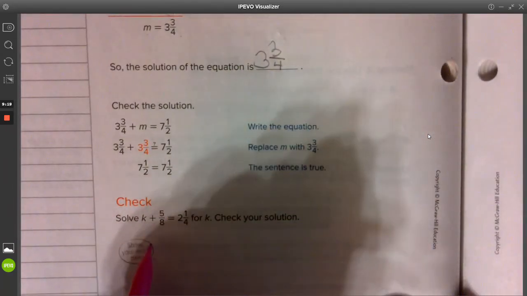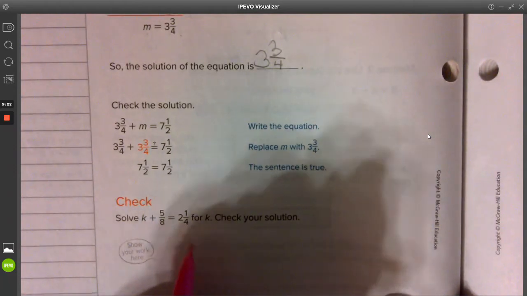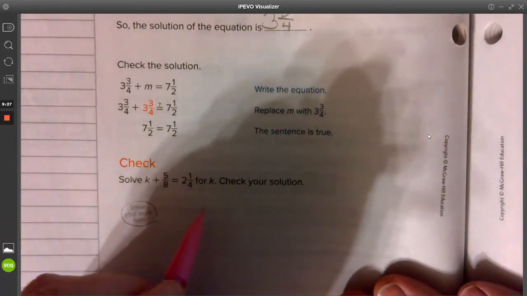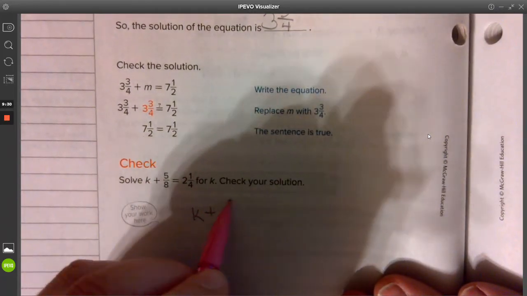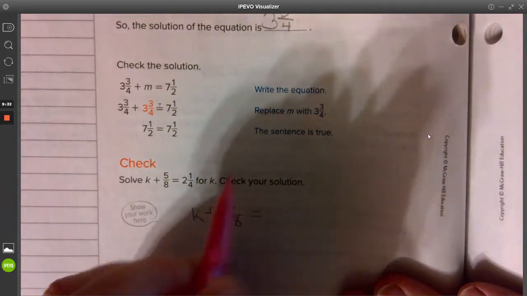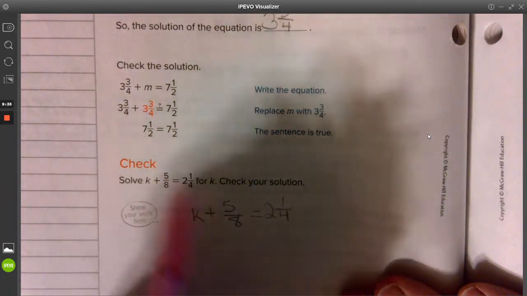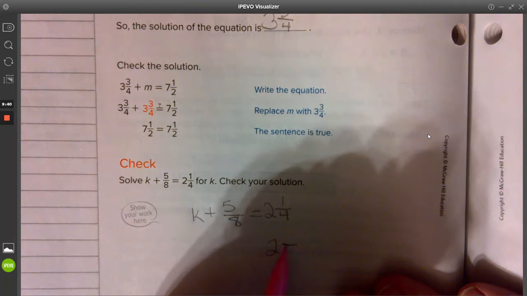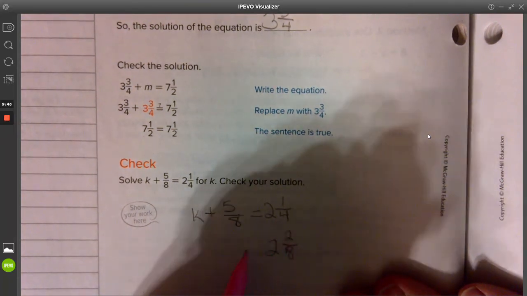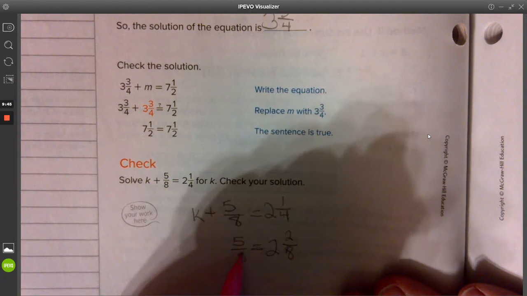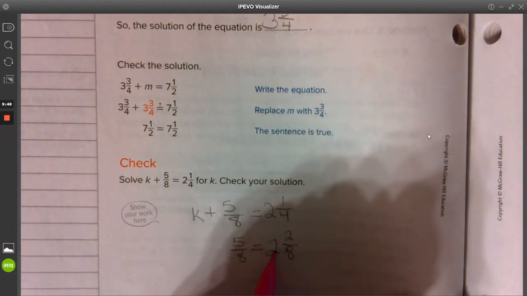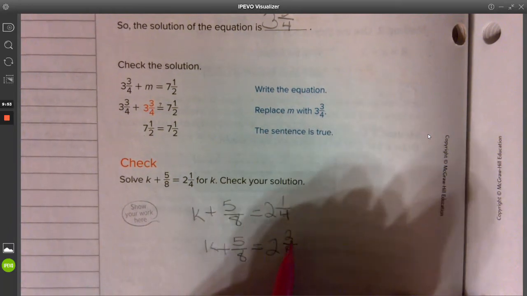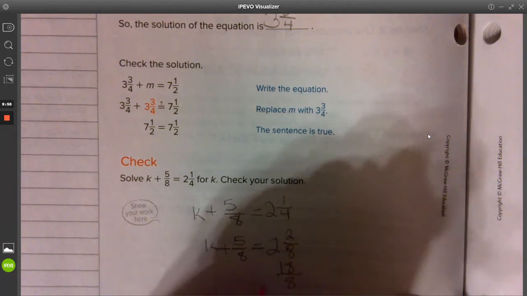Okay, let's try this one. So k plus 5/8 equals 2 1/4. Obviously we have unequal denominators, so we'll have to change those into common denominators. K plus 5/8 equals 2 1/4. Well, let's change this. How do I get fourths up to eighths? Well, I would be multiplying by 2, so this would be 2 2/8. We can change this to an improper fraction to make our lives even more simple. 2 times 8 is 16 plus 2 is 18/8.